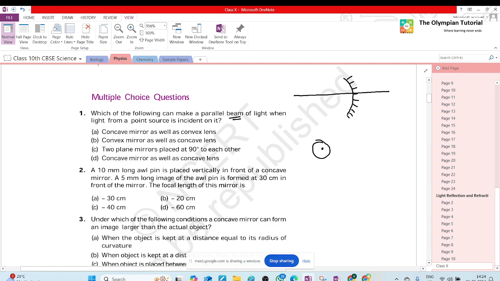Yes. In the case of a concave mirror, the point source is placed on the focus. Oh, okay, ma'am. So, the concave mirror as well as the convex lens also. It strikes the convex lens and becomes parallel.